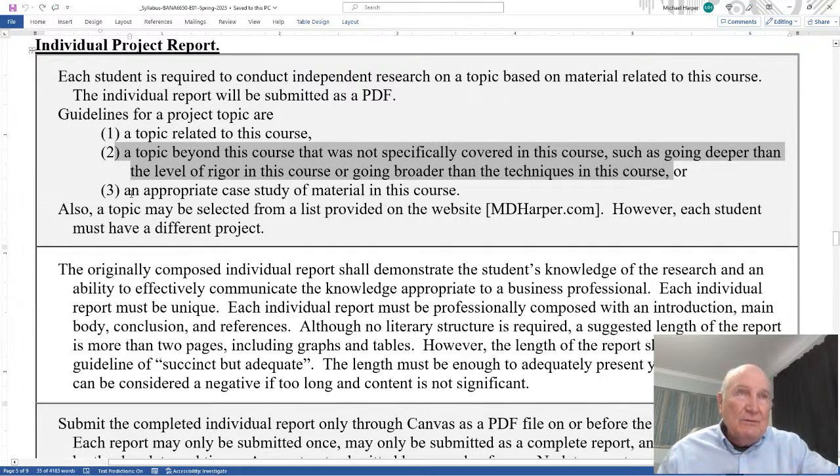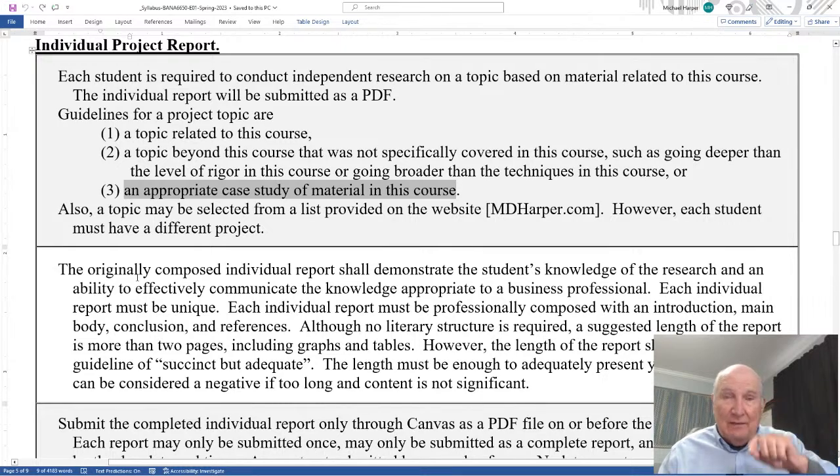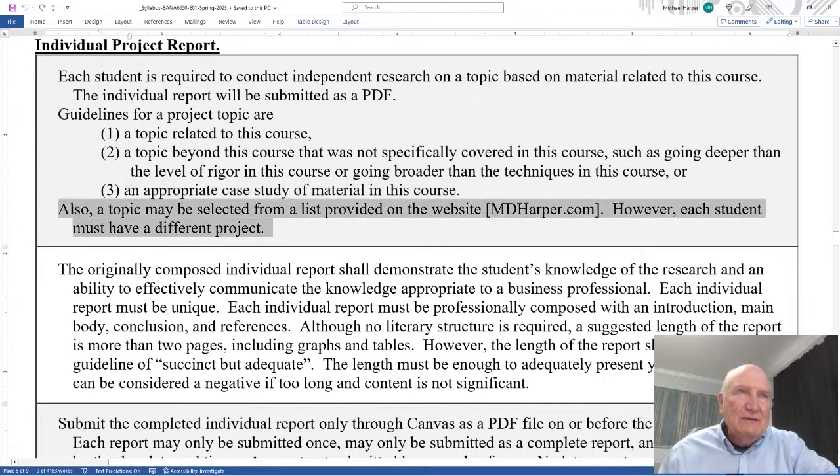3, another possibility is an appropriate case study of the material in the course. People have done that, which I think is great. You've applied it, or you've been in a project, you review a project, you research a project that has been done. People have done that, and it's been great reports. Also, a topic may be selected from a list provided on the website mdharper.com. However, each student must have a different project. In mdharper.com, down at the bottom, I'll have a list of possible projects that you can pick from, and resources.